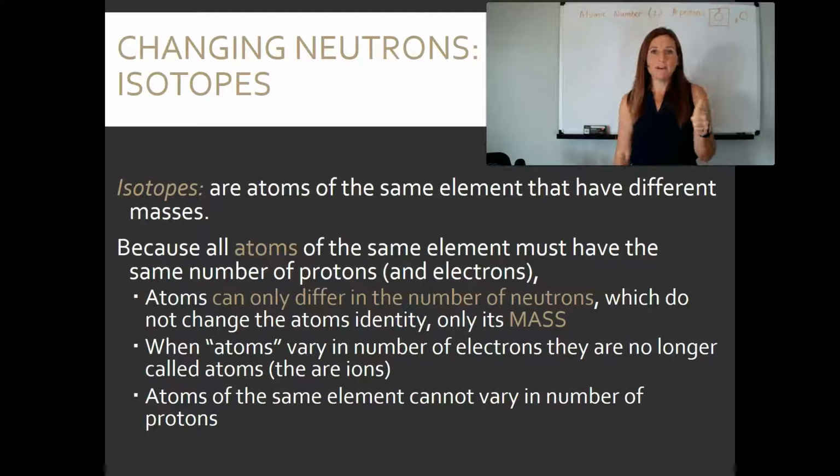So can they vary in their number of protons? No. Can an atom vary in its number of electrons? No, because then it would be an ion. Can it vary in its number of neutrons? Yes, it definitely can, and it's going to form isotopes. So we're going to look at an example of that.